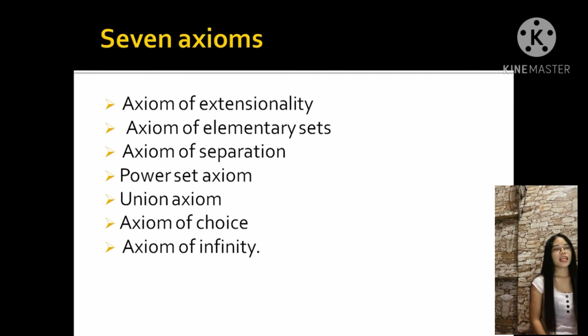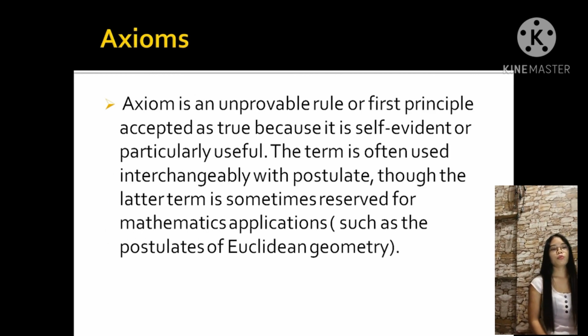An axiom is an unprovable rule or first principle accepted as a truth because it is self-evident or particularly useful. The term is often used interchangeably with postulate, though the latter term is sometimes reserved for mathematicians' application, such as the postulates of Euclidean geometry. And that would be all.